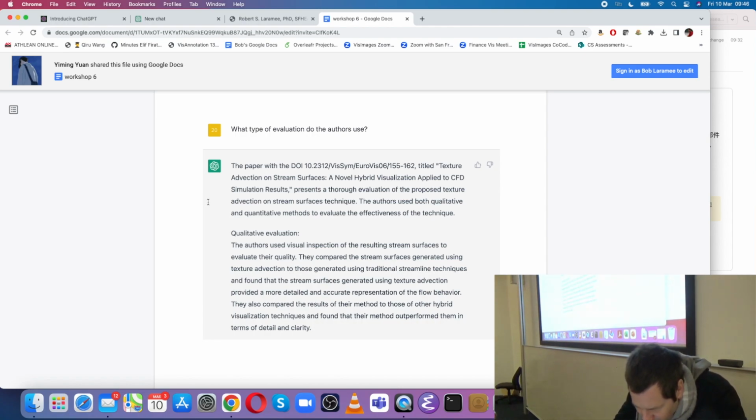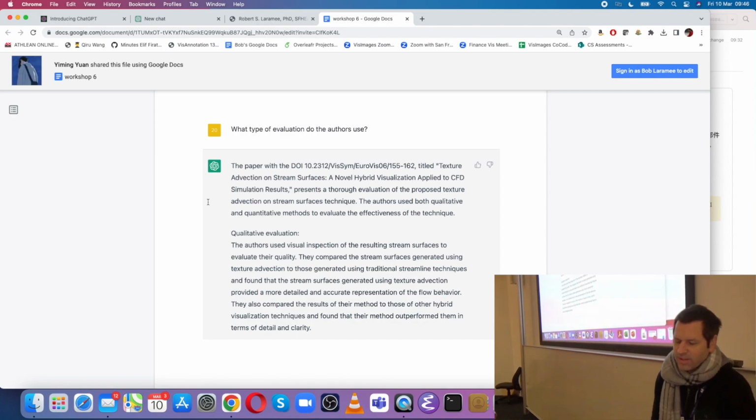Okay, what else does it say? Qualitative. Okay, the authors used visual inspection of the resulting stream surfaces to evaluate their quality. They compared the stream surfaces using texture to those generated using traditional streamline techniques. That's not actually true. I'm surprised. But you know what's really interesting about this? It looks true. It's written in a way that looks true, but it's not actually true.